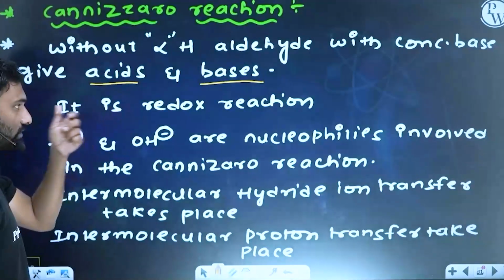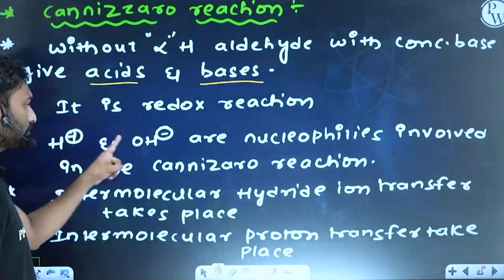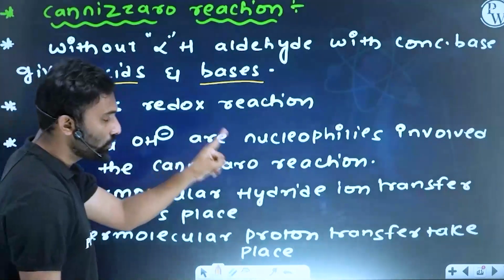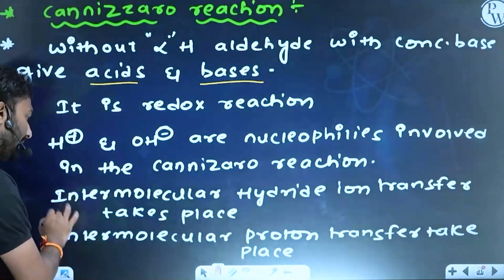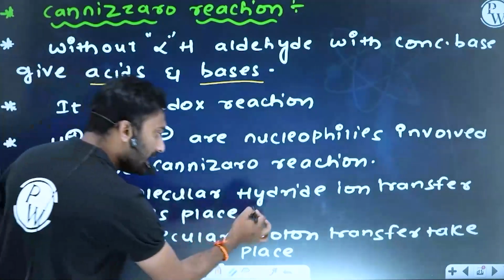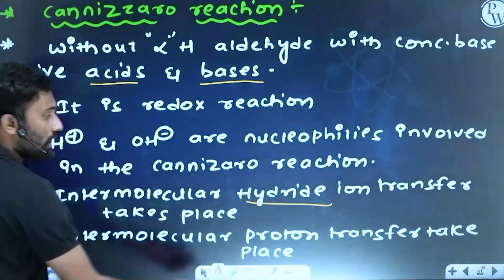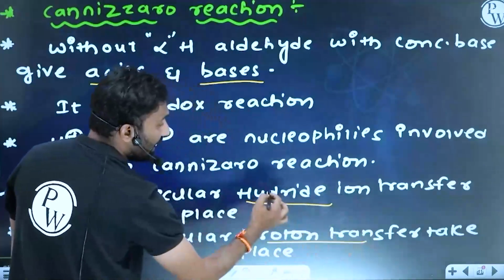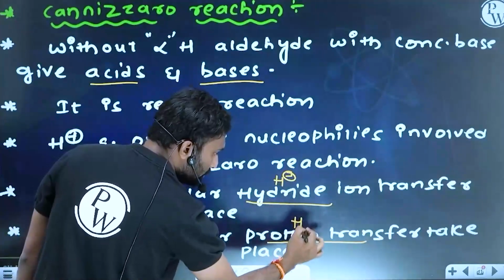Now it is a redox reaction. Cannizzaro reaction is a redox reaction. H plus and OH minus are the nucleophiles involved in this Cannizzaro reaction. Now intermolecular hydride ion transfer takes place, and also intermolecular proton transfer. Hydride ion means H minus, not proton, which is H plus.